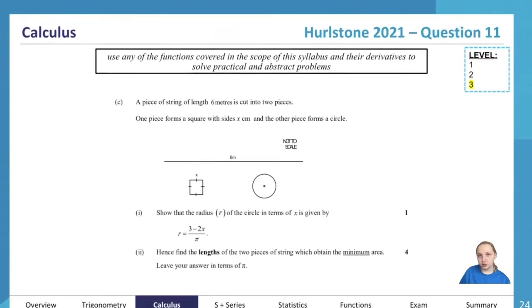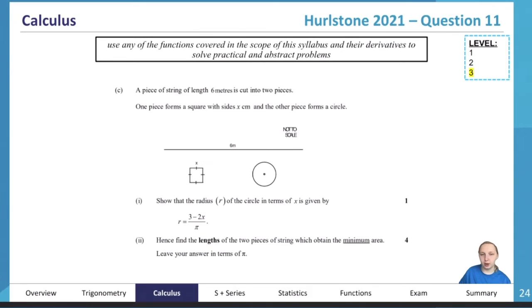So another fairly hard question from the 2021 Hurlstone trial paper. This was a 2-part question, also totaling 5 marks, although that 5 marks is spread across 2 questions. A piece of string of length 6 meters is cut into 2 pieces. One piece forms a square with sides x, and the other piece forms a circle. For 1 mark, show that the radius of the circle in terms of x is given by r equals (3 minus 2x) on pi. And then hence find the lengths of the 2 pieces of string which obtain the minimum area, leaving your answer in terms of pi.